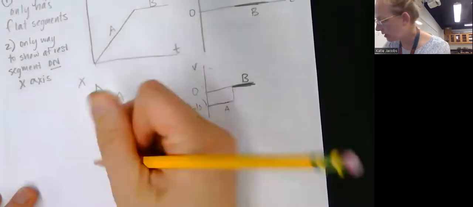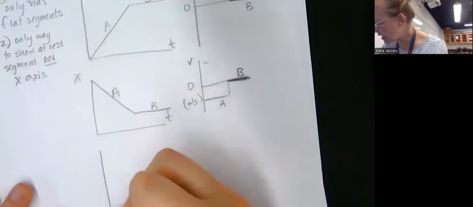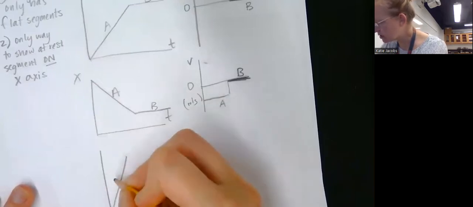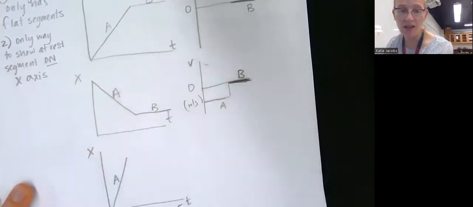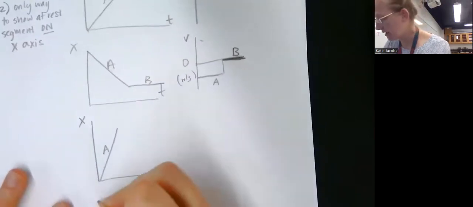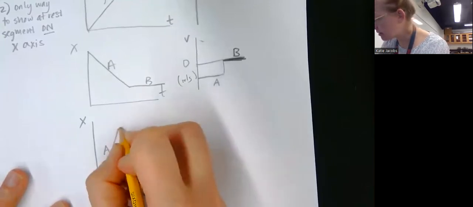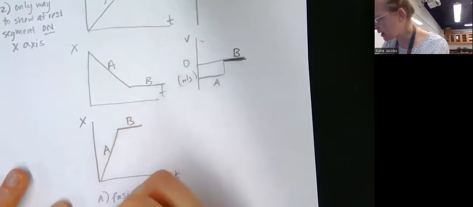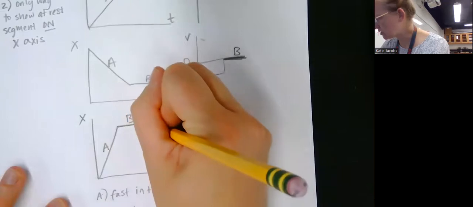Okay. Let's tackle one more key idea. Let's say I have a position versus time graph where segment A is moving fast in the positive direction. Segment B is at rest. And segment C is slow in the negative direction.